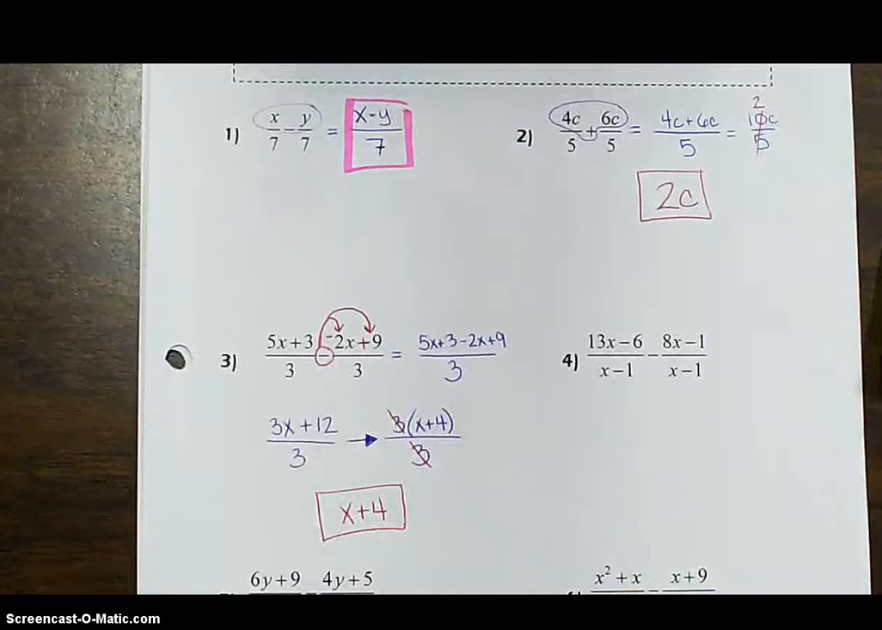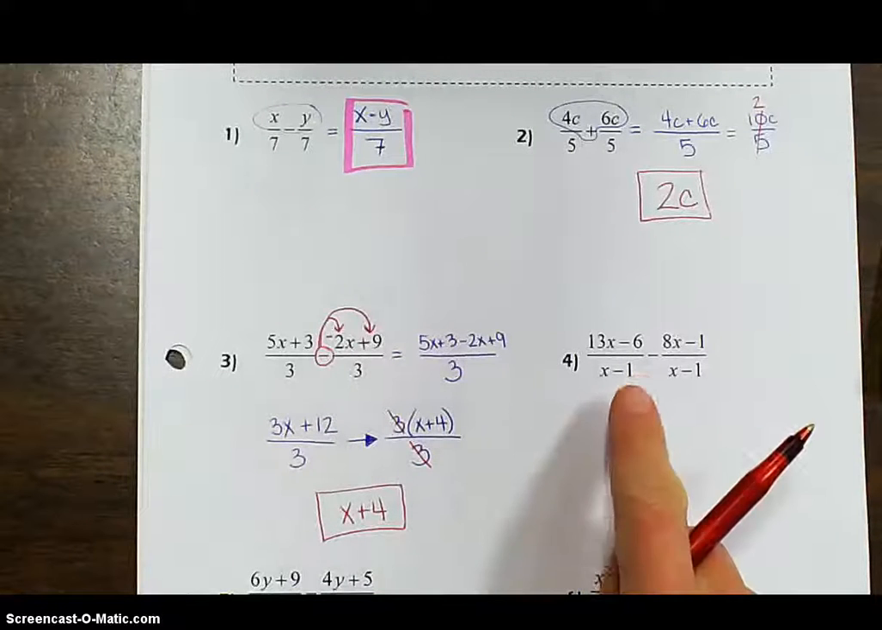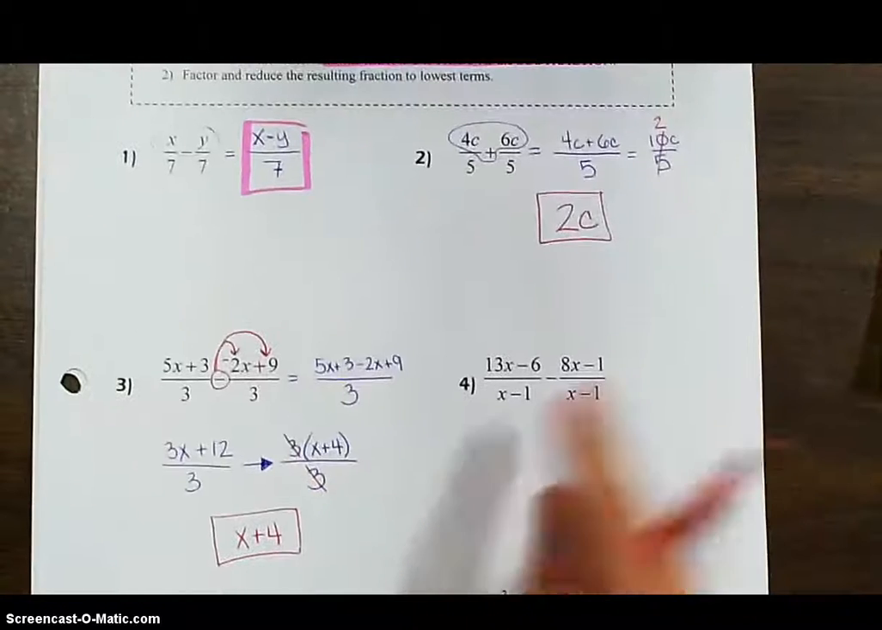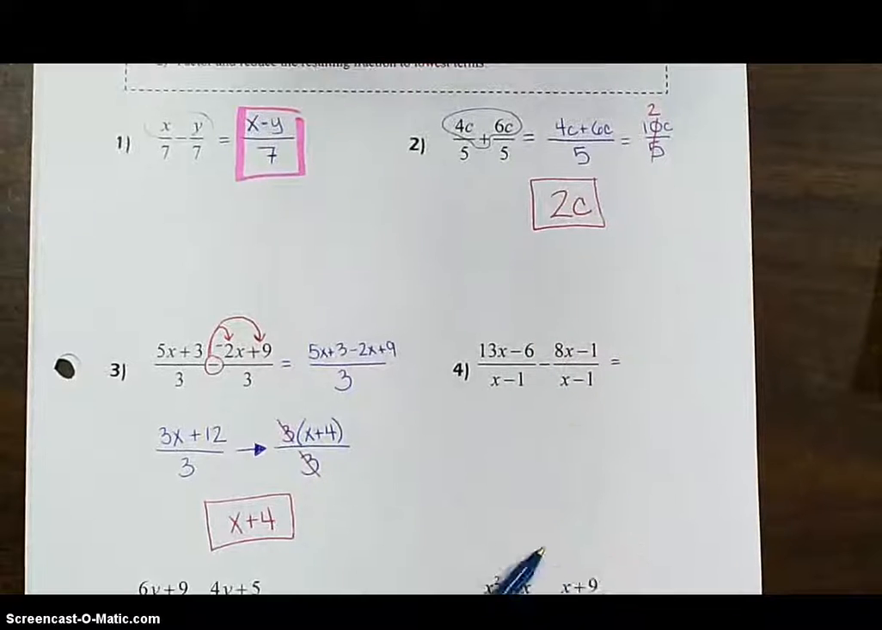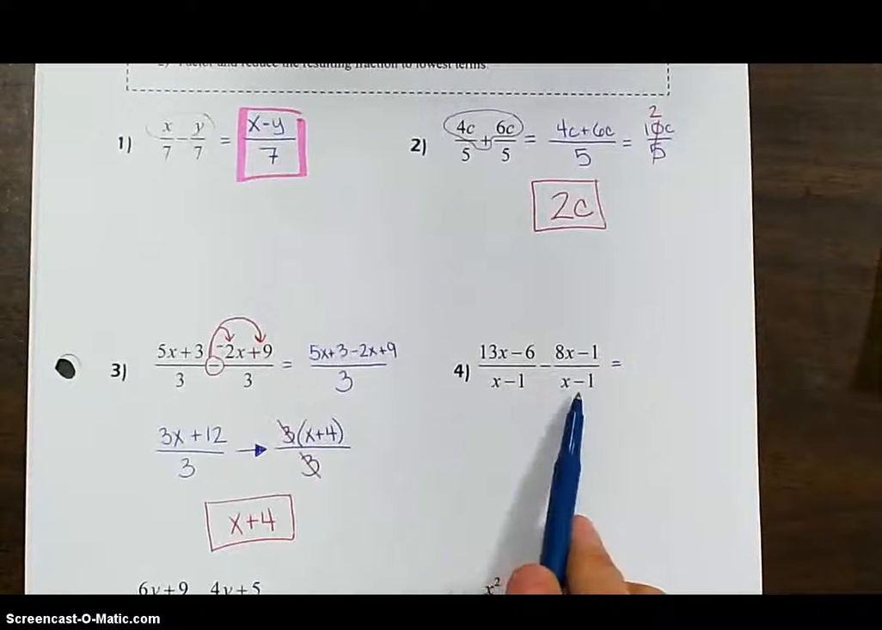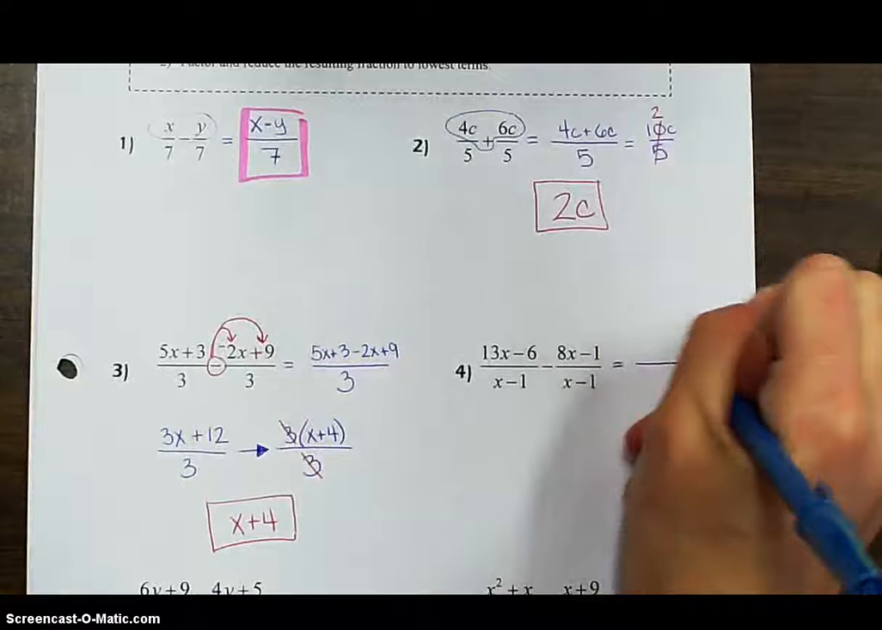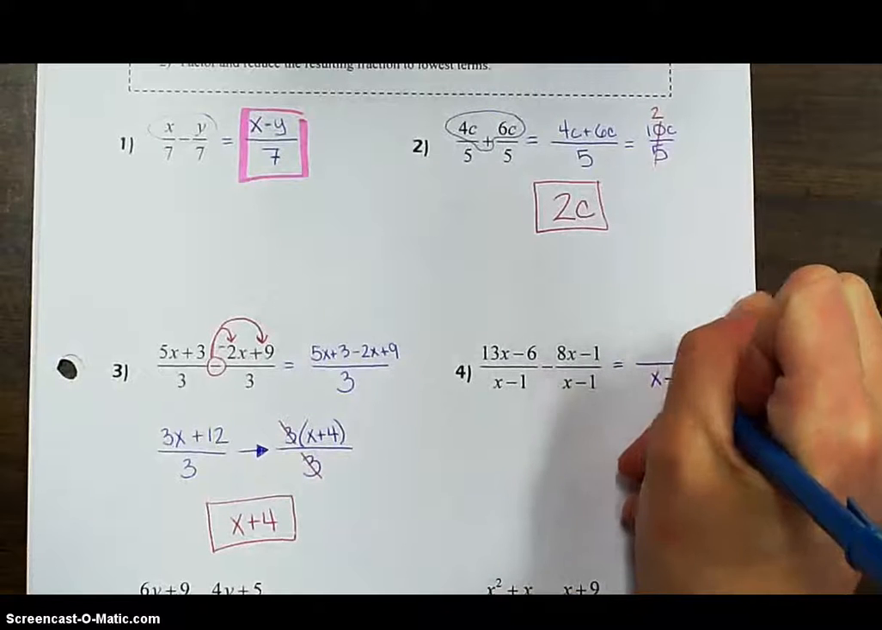And we've done it. All right, let's go ahead and try another one. So let's take a look at number 4. The first thing we have to do is look to see, do you have a common denominator? x plus 1, x plus 1. So yes, we do. So I'm going to go ahead and write x minus 1.